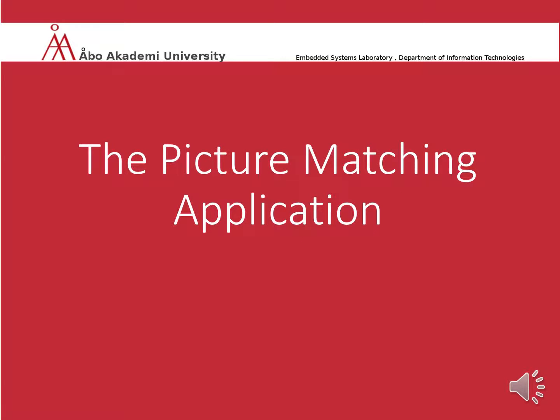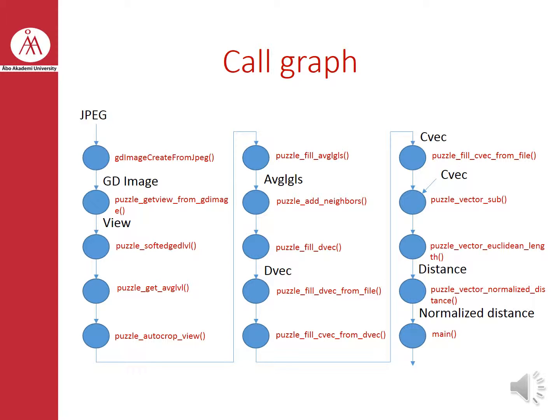The picture matching application is an application for measuring distance between two pictures as vectors. On this slide is shown a call graph that describes the main data flow in this application, coming from a JPEG file until the normalized distance value between two pictures.